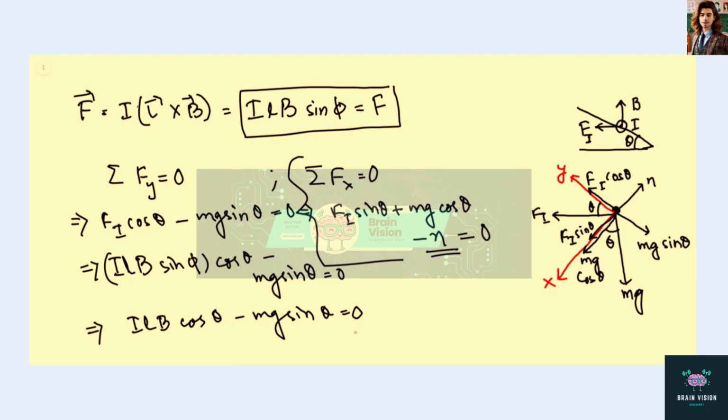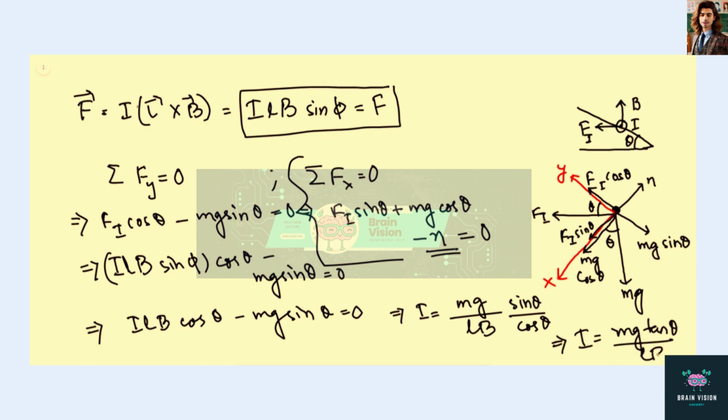Now we can solve this equation and we get I to be equal to mg over L B times sine theta over cos theta. And we know that sine theta over cos theta is tan theta. So I is equal to mg tan theta over L times the magnitude of the magnetic field.